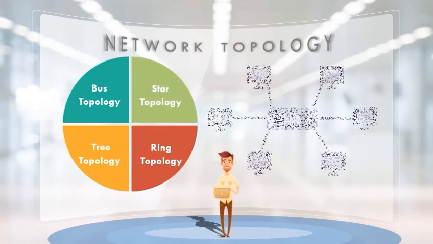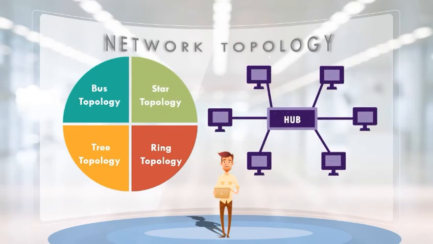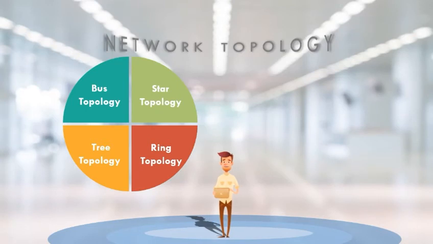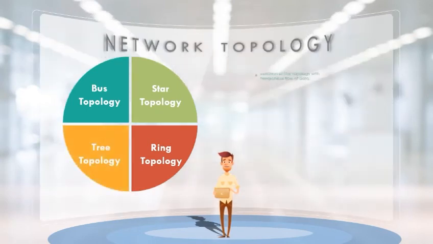So here you can see that a central hub is there, and the devices or nodes connected to that hub are arranged as the spokes of that particular star topology. Okay, so the next topology we are going to see is tree topology, or hierarchical topology.